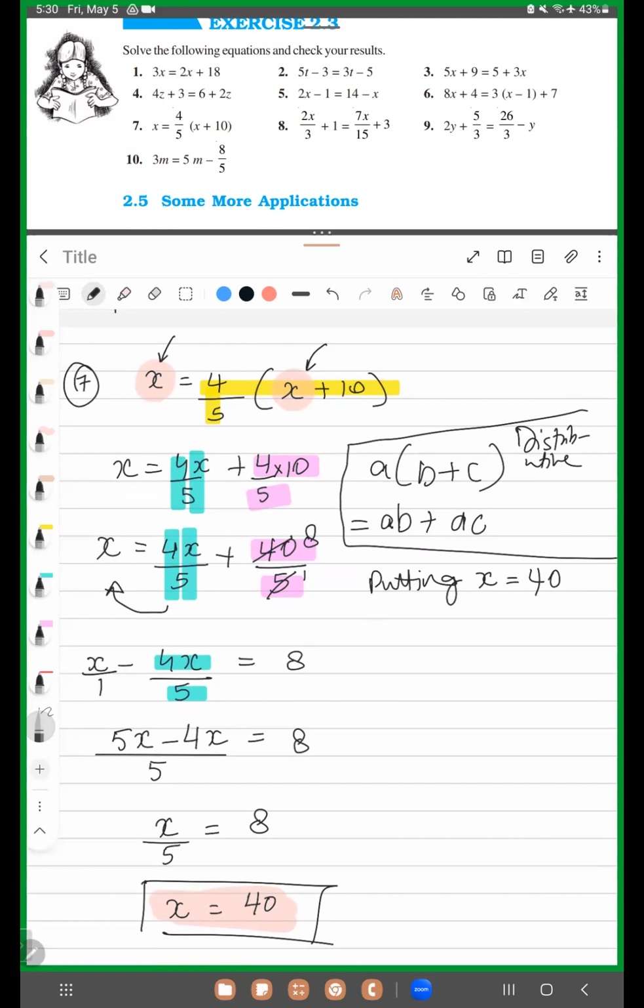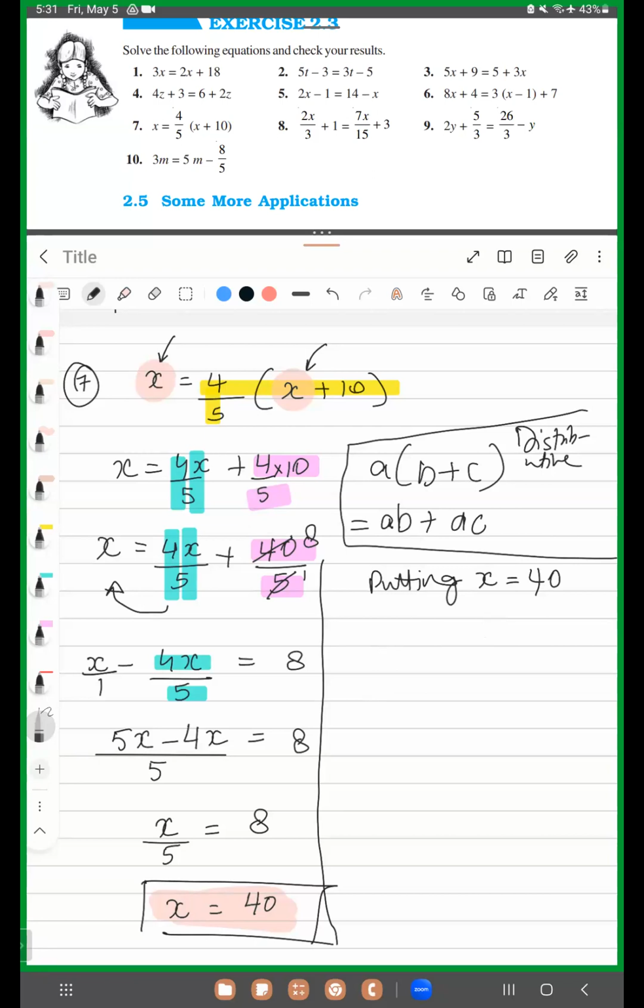ठीक है? Okay, I understood. So now your LHS is what? 40? What's your RHS? How is LHS just 40? Because if we solve the RHS, then we will get a number that is not 40. Are you sure about that? Yeah, I guess.